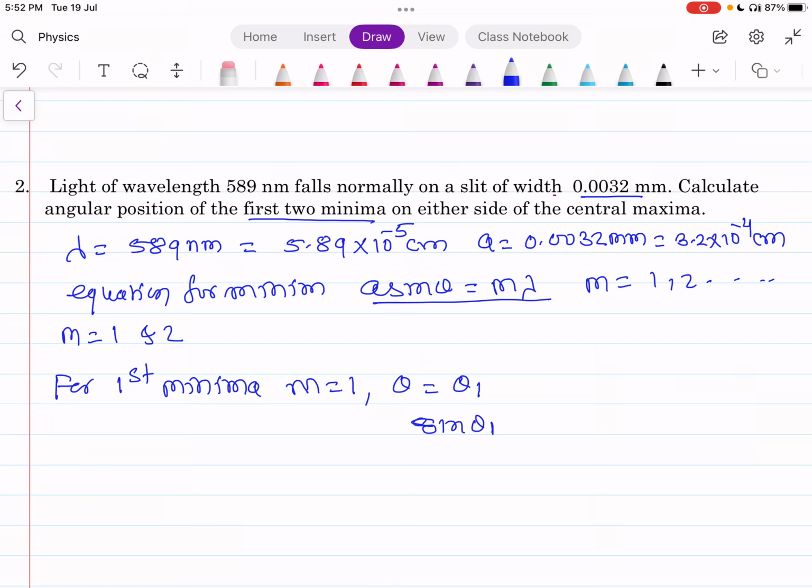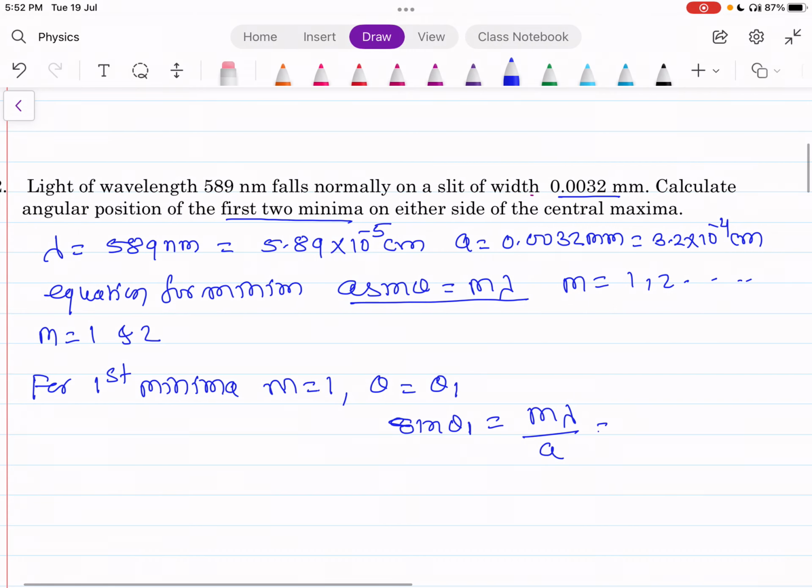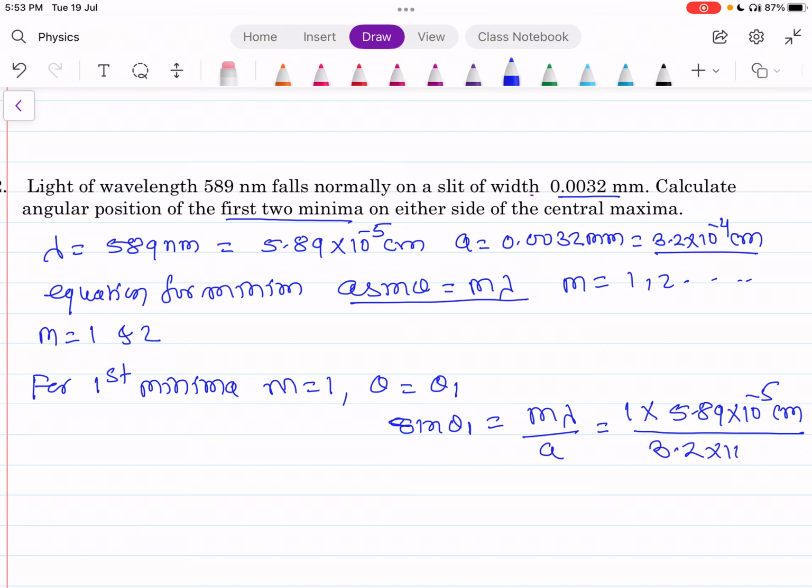Therefore the equation is sine theta 1 is equal to m lambda upon a. Now m is equal to 1. So 1 into lambda, that is 5.89 into 10 raised to minus 5 centimeter, divided by a, which is 3.2 into 10 raised to minus 4 centimeter.